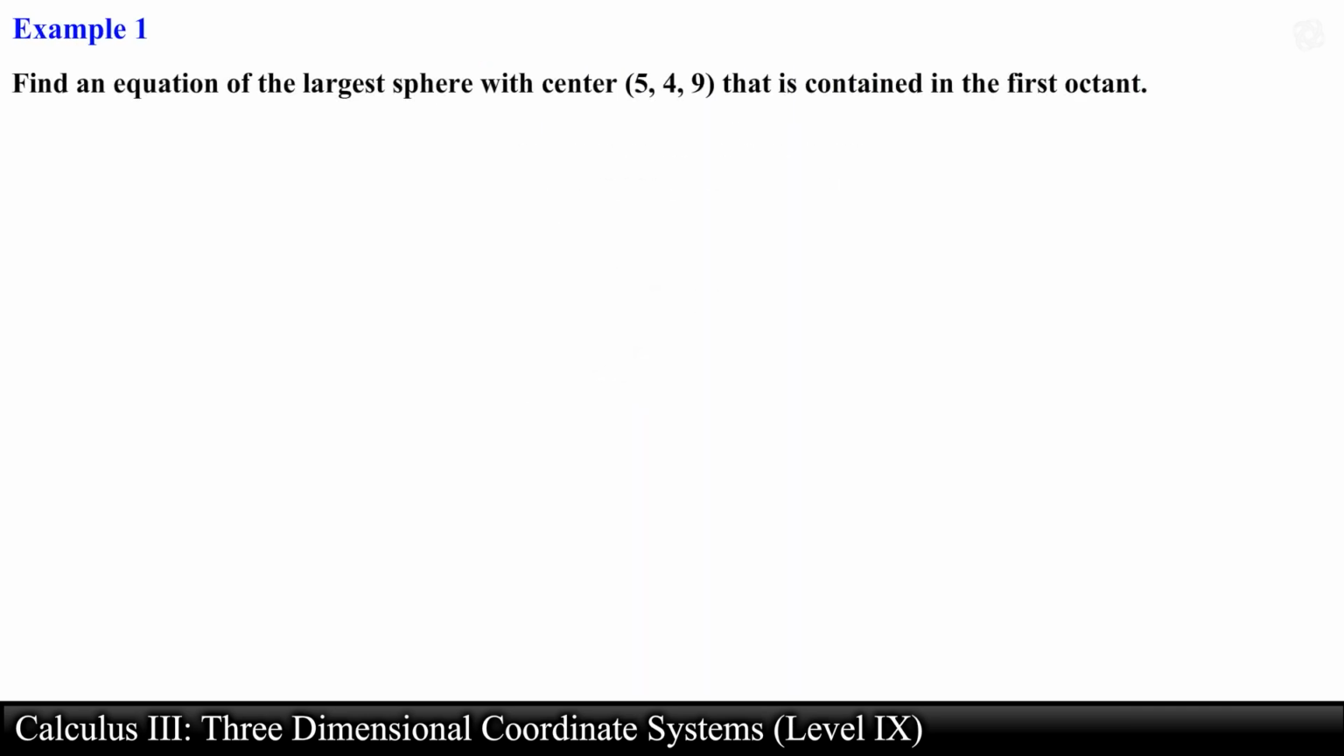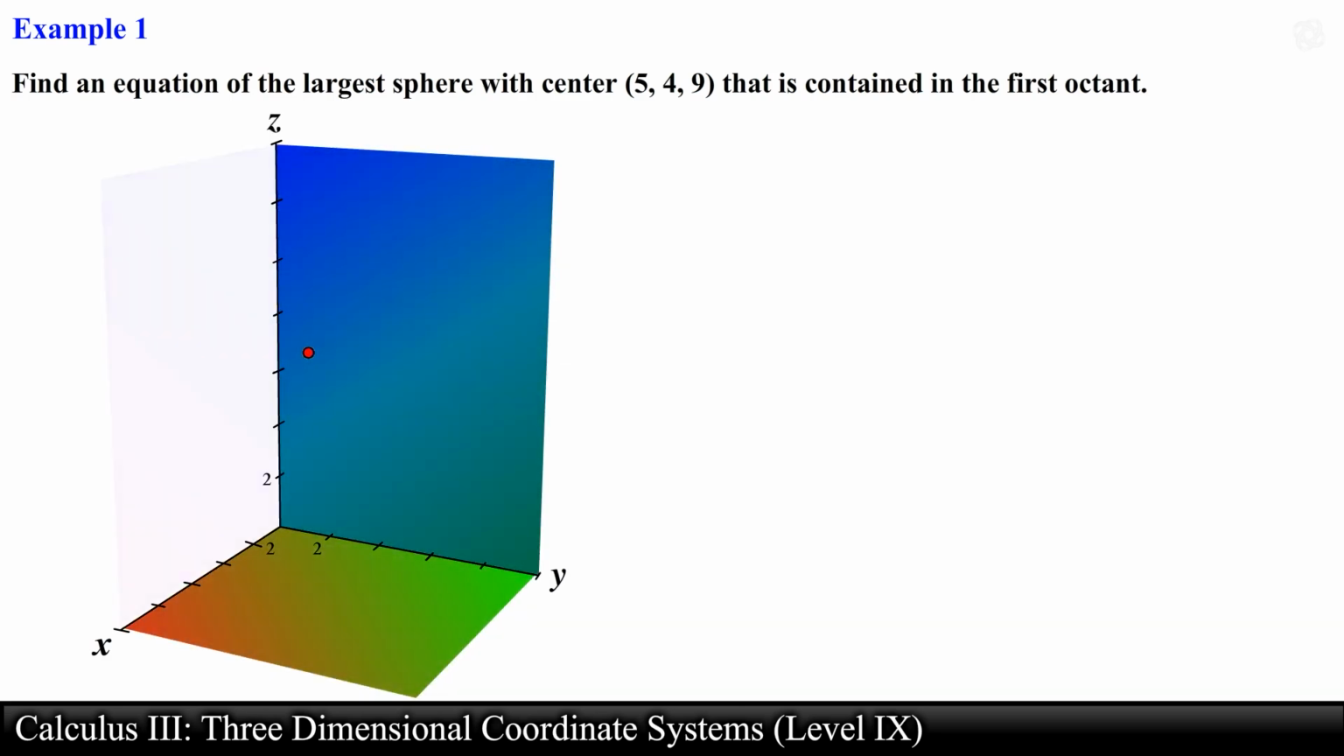Find an equation of the largest sphere with center (5, 4, 9) that is contained in the first octant. This example builds upon the problems from the previous video. The problem is asking us to find the largest sphere with center (5, 4, 9) that is contained in the first octant. How can we figure this one out?